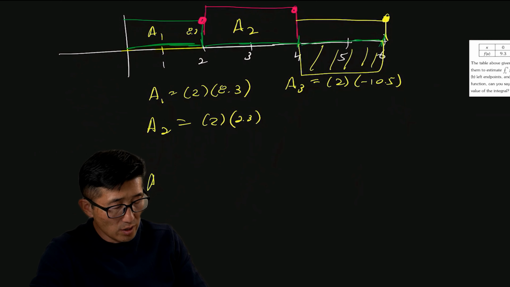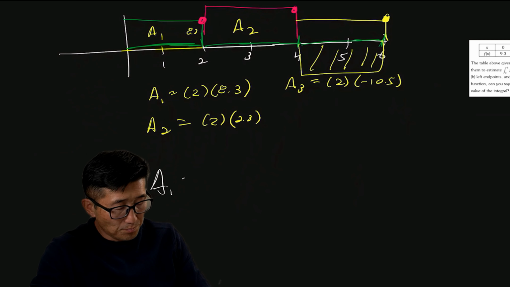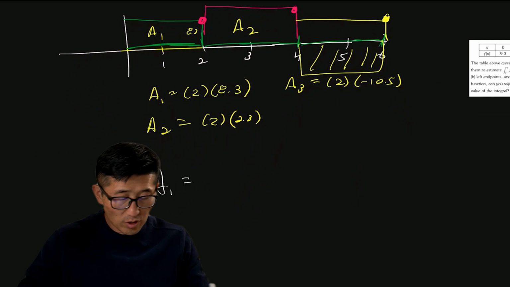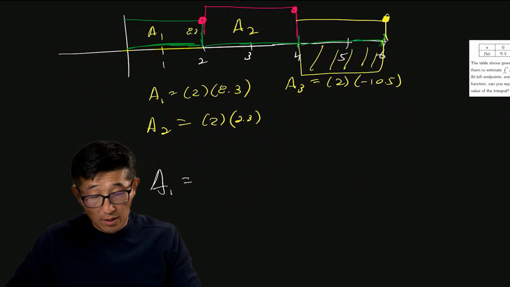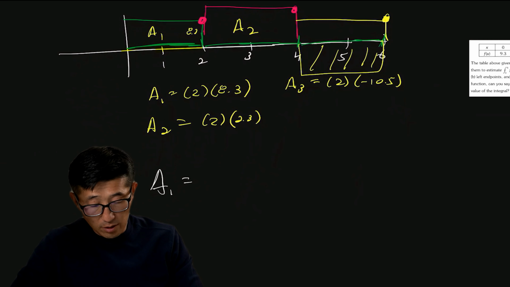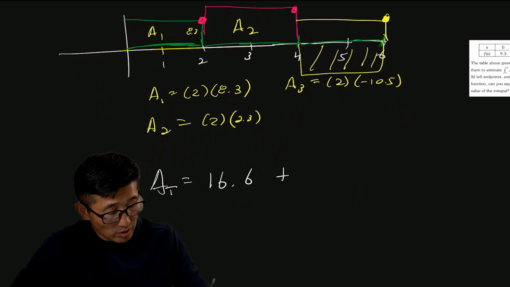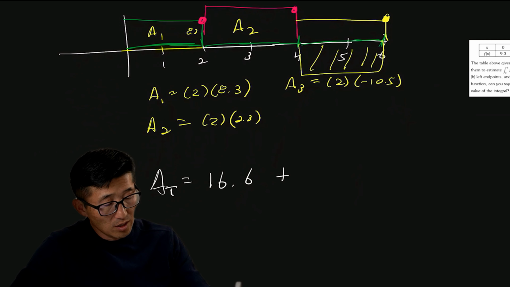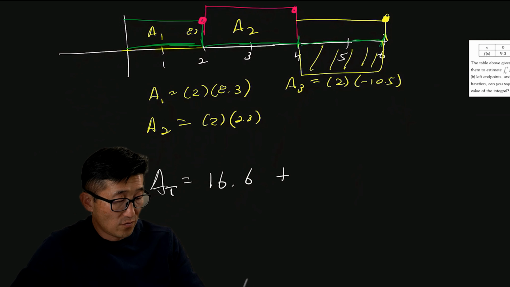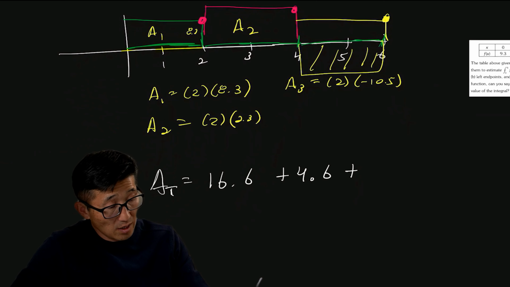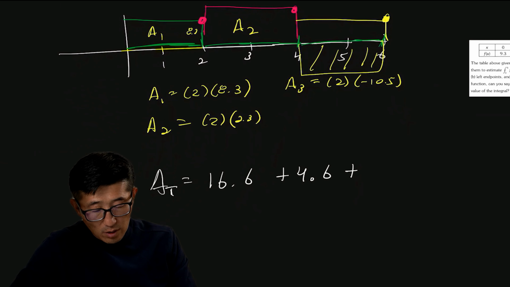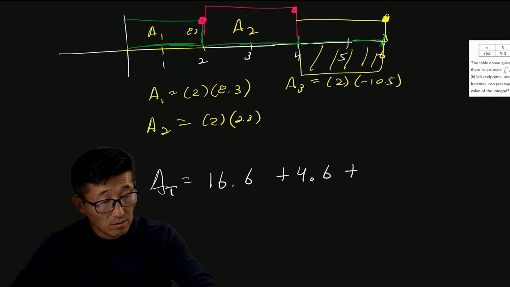Okay, so area 1, let's use our calculator. You just have to add these up. So 8.3 times 2, that's basically 16.6. Here, I'll just do it as an area total. 2 times 2.3, that's 4.6. And negative 10.5 times 2, which is negative 21.